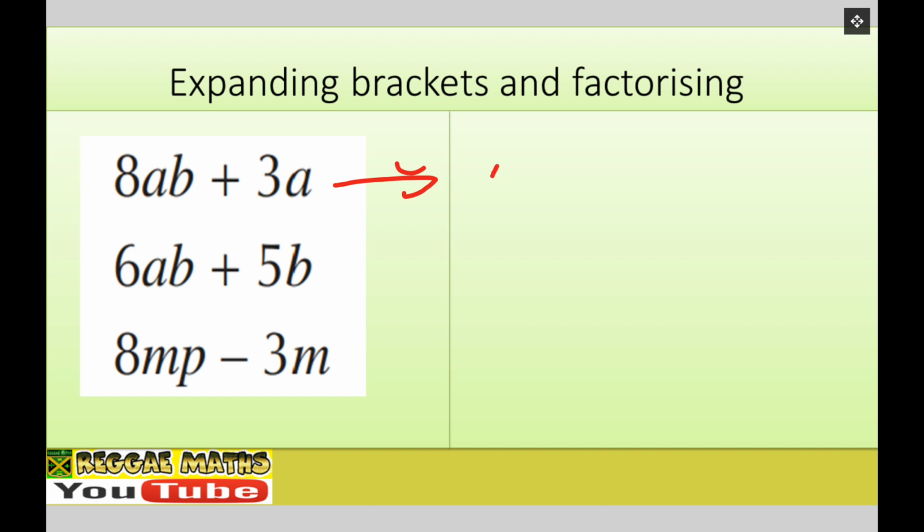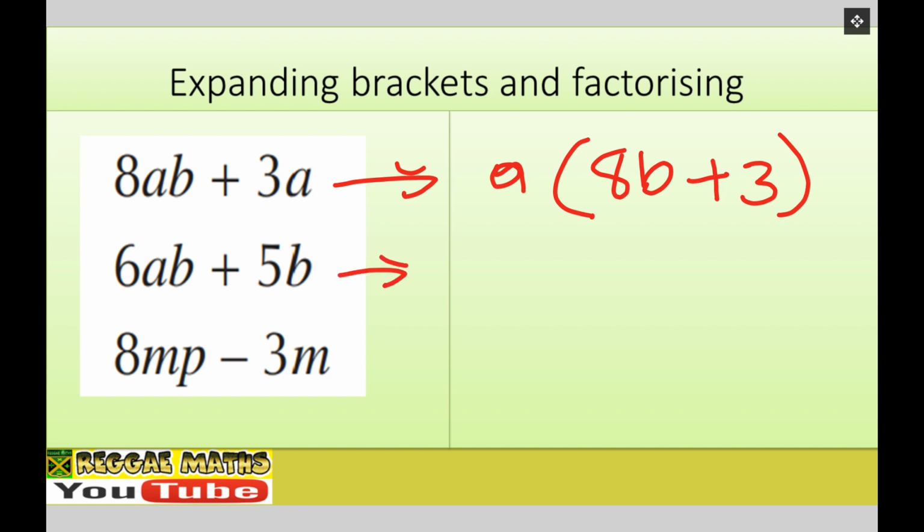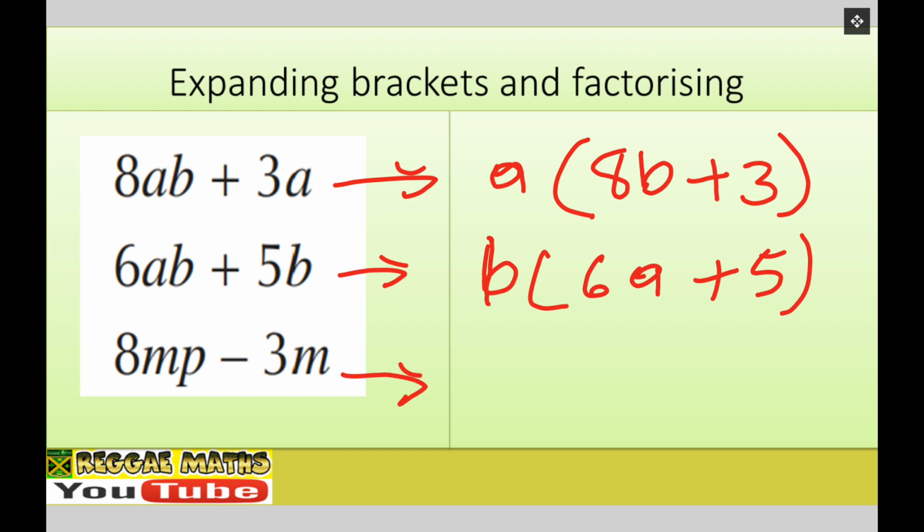Okay, what's common here? a goes outside the bracket, so 8b plus 3 goes inside the bracket. What's common here? b. So b goes outside the bracket, so it doesn't have to be a number. So b goes outside the bracket here. So what goes inside the bracket is going to be 6a plus 5. And then the final one, m goes outside the bracket, so it's going to be 8p minus 3.